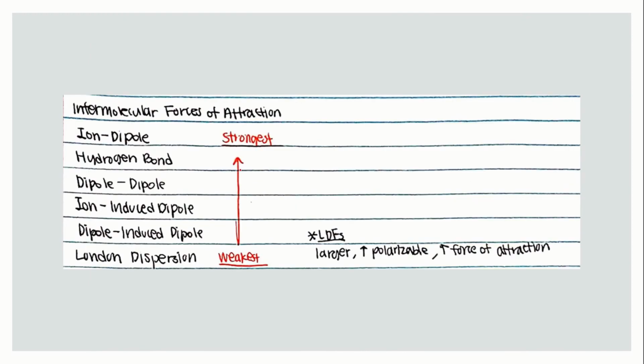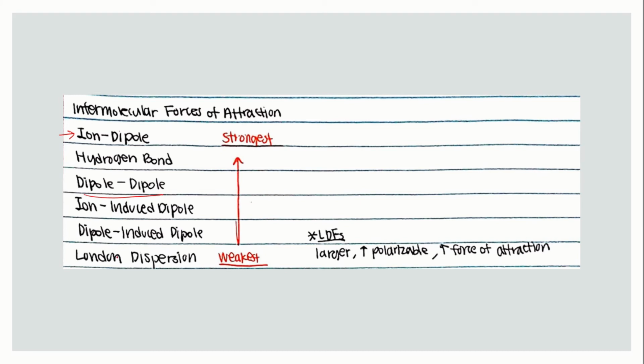This is the order of IMFs from weakest to the strongest, and the strongest is ion-dipole. So when a soluble ionic compound dissolves in water, the water molecules separate them, and then those ions attract the water molecules as well. The next is a hydrogen bond, a type of dipole-dipole, but the strongest type, and then the dipole-dipole, and then ion-induced dipole, when an ion induces polarity in a molecule. Next is dipole-induced dipole, so a polar molecule induces a polarity in a non-polar molecule.